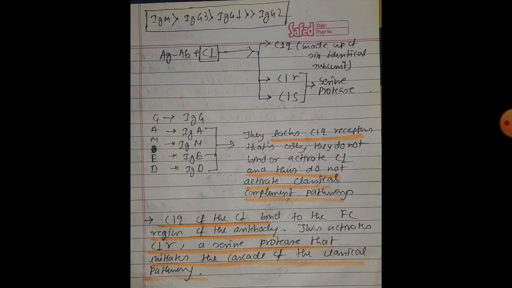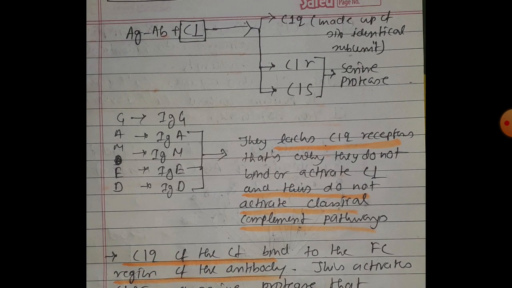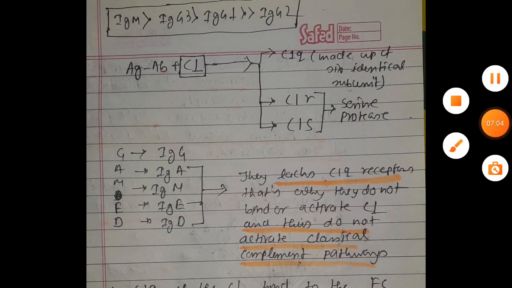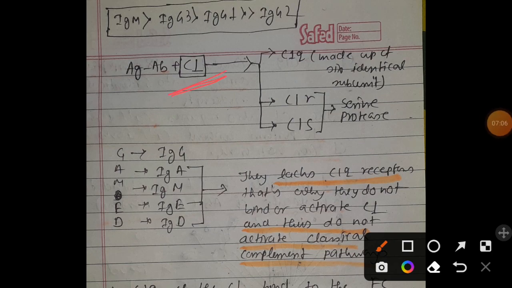Okay, now the first component of the classical pathway is C1. I have told you in the previous video that first one component of the pathway will be activated, it will activate the next component, then the next component will activate the second next component, and that is how the entire thing is going on. So here the first component is C1. The C1 is going to bind with the Fc portion of the antibody.